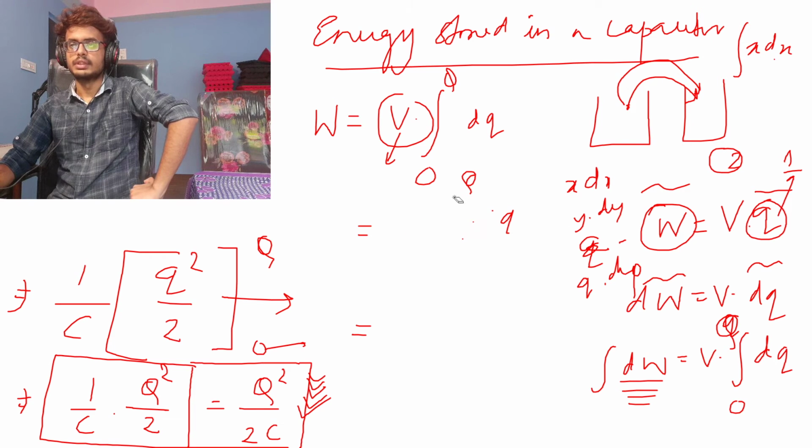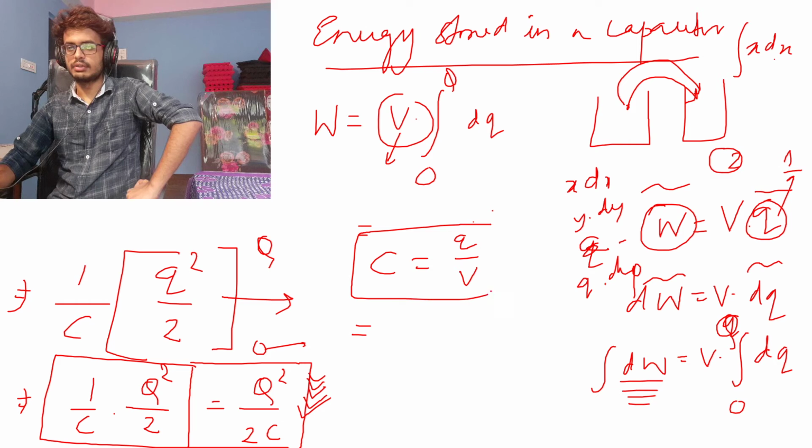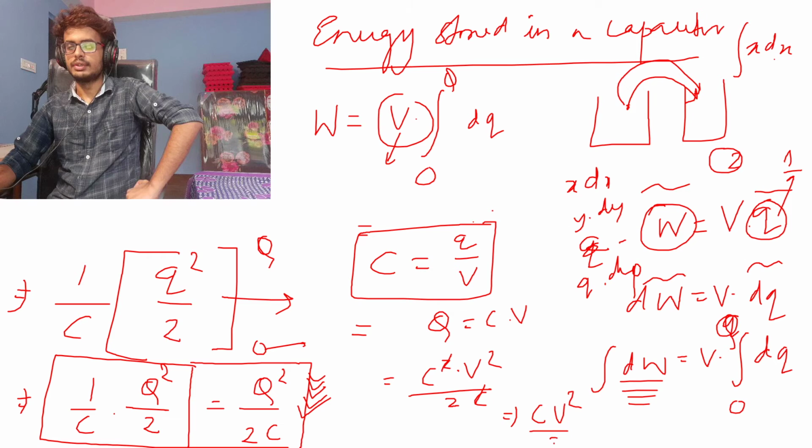So we know the formula of capacitance. What is the formula of capacitance? Capacitance is basically charge stored per potential, right? C equals Q by V. So what we do is I replace the value of Q as C into V. Q equals C into V. So I have Q squared, so this will be equal to C squared into V squared divided by 2C. So I cancel 1 C here. So I get CV squared by 2, which is also the energy stored inside a capacitor.